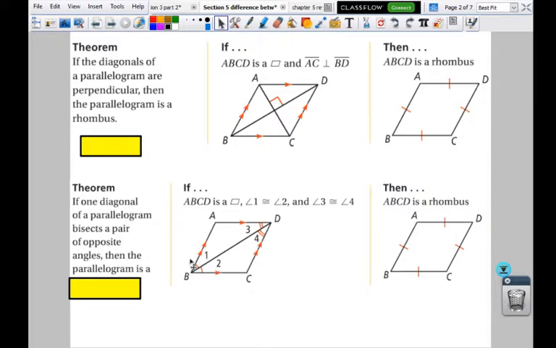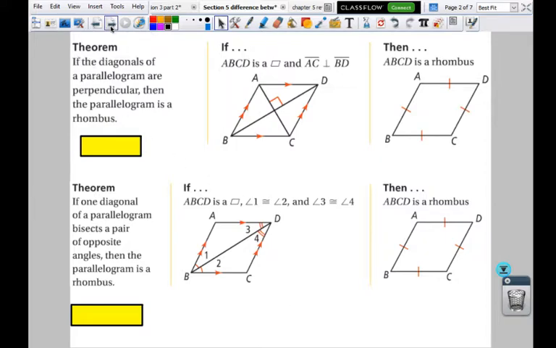If one diagonal, and you only need to look at one, in a parallelogram bisects a pair of opposite angles, then the parallelogram is also a rhombus. So if a diagonal cuts an angle in half, doesn't matter which one you're looking at, as long as it cuts one of them in half, good. You have a rhombus.